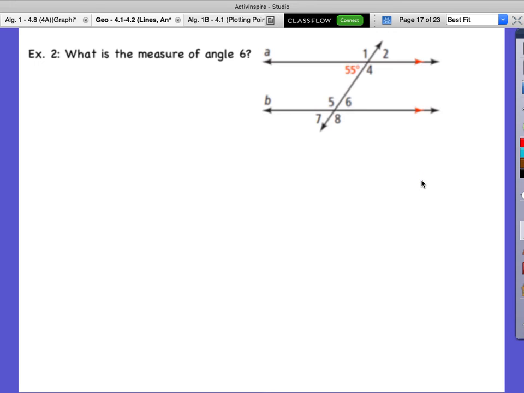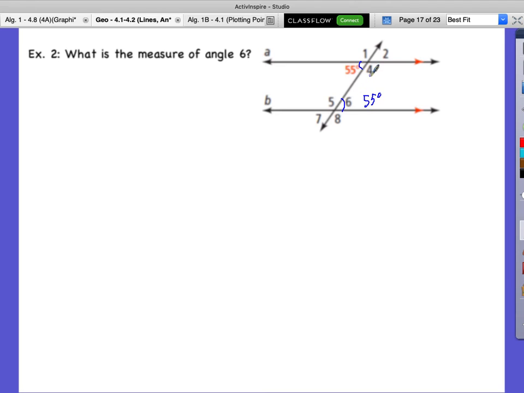So can somebody tell me what the measure of angle 6 is? Yes. 55 degrees. Now, how do you find that, Emily? Okay, it's congruent to this, right? What kind of angles are they? Alternate interior angles, okay? Did anybody find it a different way? I'm curious, because there are different ways you can do it, okay? Did anybody think of a different way we could have found it? Casey?